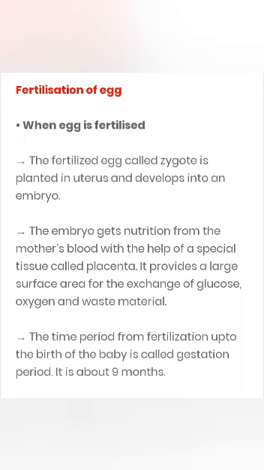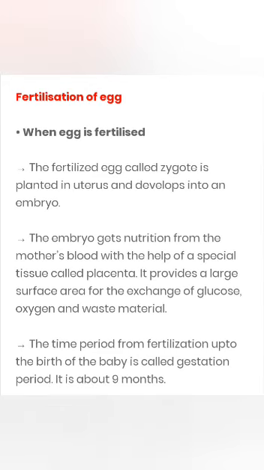How does this embryo get nutrition from the mother? The embryo gets nutrition from the mother's blood with the help of a special tissue called placenta. This placenta provides a large surface area for the exchange of glucose, oxygen, and waste material. So the embryo gets nutrition from the mother's blood. The time period from fertilization up to the birth of the baby is known as the gestation period. In human beings, it is about 9 months.